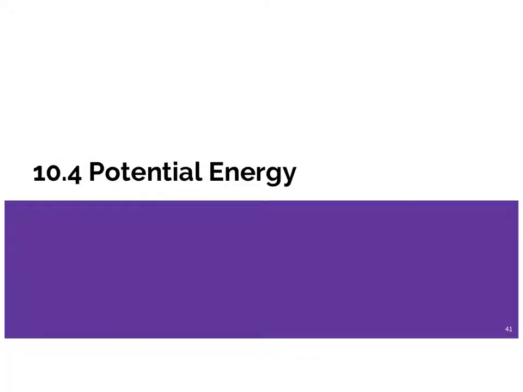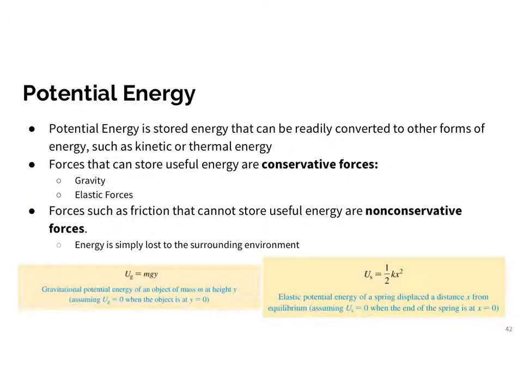Okay, so the next type of energy we're going to talk about is potential energy. And remember, for potential, we always use the letter U. We're going to talk about UG for gravitational potential and US for elastic potential. And this is always stored energy, so energy that has the potential of becoming something else. So the two we're going to focus on are stored energy that can be readily converted to other forms of energy, such as kinetic or thermal.